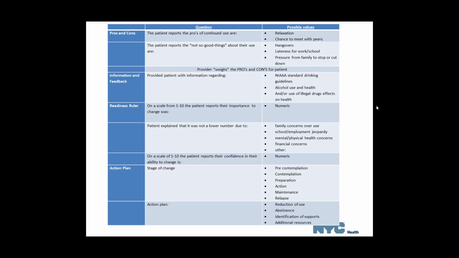Then the patient is given education or information regarding alcohol use and health. And then the patient measures their importance and their confidence in being able to make any changes towards their alcohol use. This step really fuels the information that we need to develop an action plan. In a lot of the practices we work with, a nurse, health educator, or social worker administers this to the patient in collaboration with their medical provider. And at the end of the day, what we want this to culminate in is that action plan.